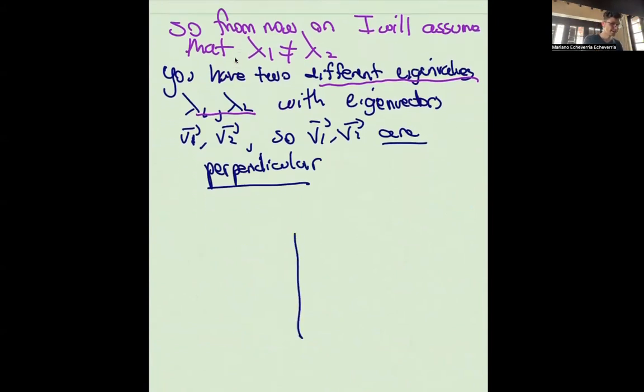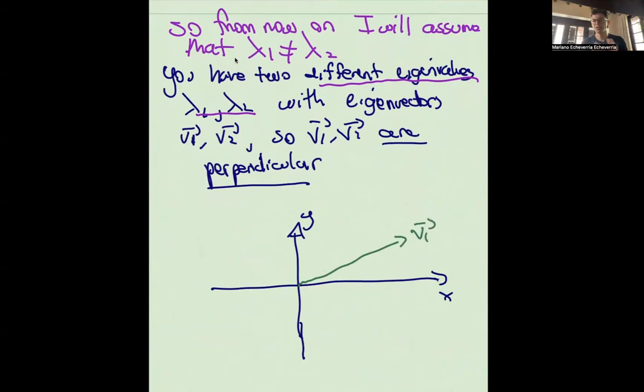Why? In the 2 by 2 case, you can always think about it in the following way, just to make the picture nice. Maybe this is the first eigenvector. I don't know where it is. Let me just draw it in the first quadrant for simplicity. It doesn't matter where you draw the first eigenvector. The second eigenvector has to be perpendicular to this one, at a 90 degree angle. So it will always look like this.